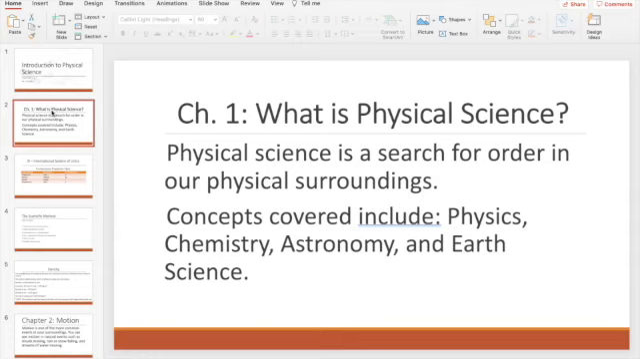All right, so the concepts covered in physical science are several different subject areas. Like the first 7 chapters are physics, the next couple of chapters are chemistry, after that is astronomy, and then earth science. So, we'll be talking about a lot of different subject areas within one semester.